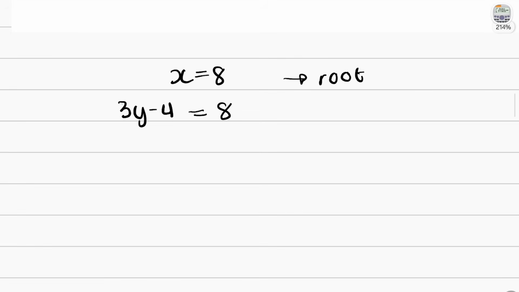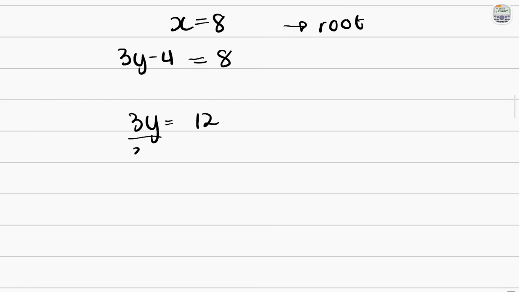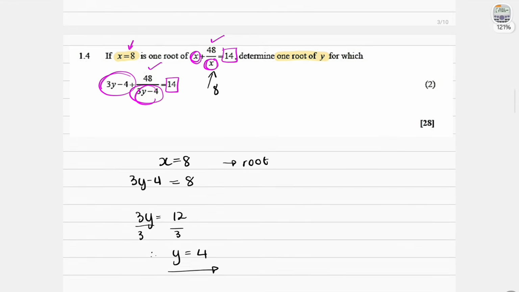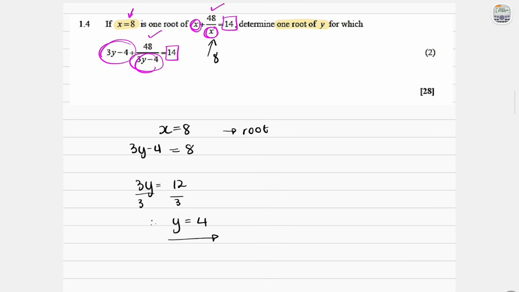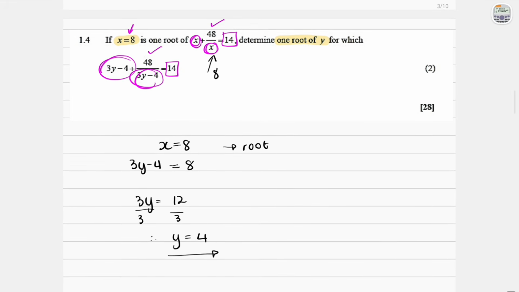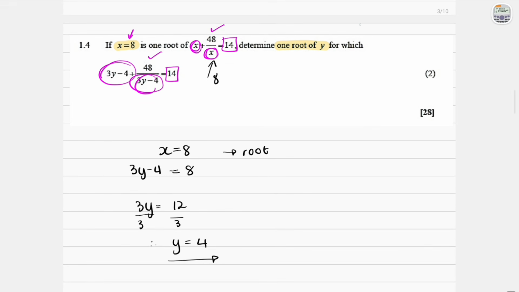So this is what they're asking for, to solve for y. And we'll say 3y equals 8, and then plus 4 is 12. Then divide both sides of this equation by 3, and y is finally equal to 4. And that would be our answer. So one root of y, the root is 4, that we would have in this equation.